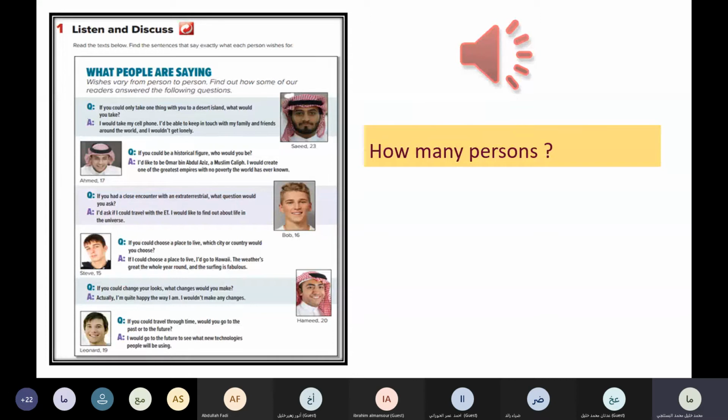If you could be a historical figure, which would you be? I'd like to be Omar bin Abdulaziz, a Muslim caliph. I would create one of the greatest empires with no poverty the world has ever known. If you had a close encounter with an extraterrestrial, what question would you ask? I'd ask if I could travel with the ET. I would like to find out about life in the universe. If you could choose a place to live, which city or country would you choose? If I could choose a place to live, I'd go to Hawaii. The weather's great the whole year round, and the surfing is fabulous.